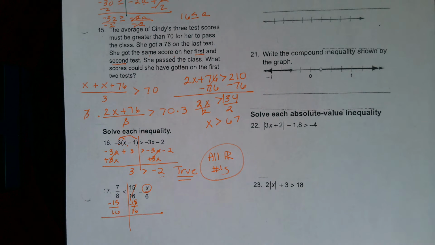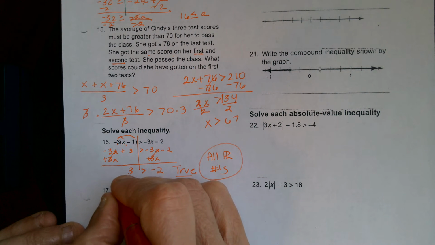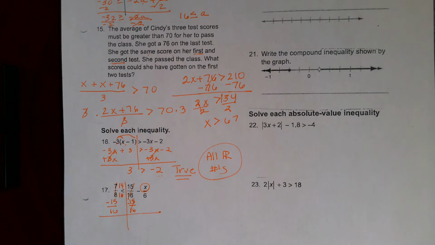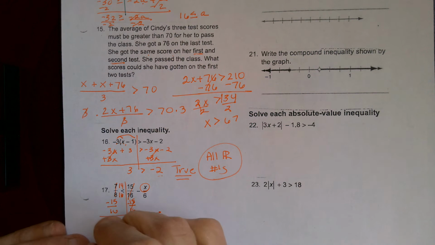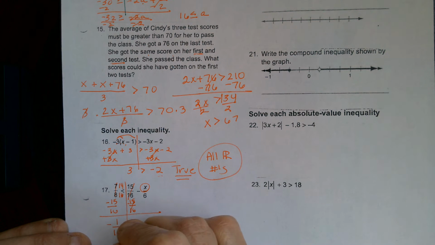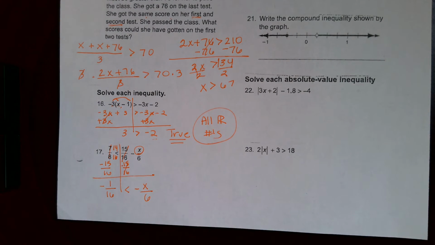And when I do that, I need to get a common denominator. So I'm going to multiply this by 2 and get 16, and I'm going to multiply this by 2 and get 14. So I have 14/16 minus 15/16, and that is a negative 1/16. These are gone, which is less than negative x over 6. Don't lose your signs. Okay.